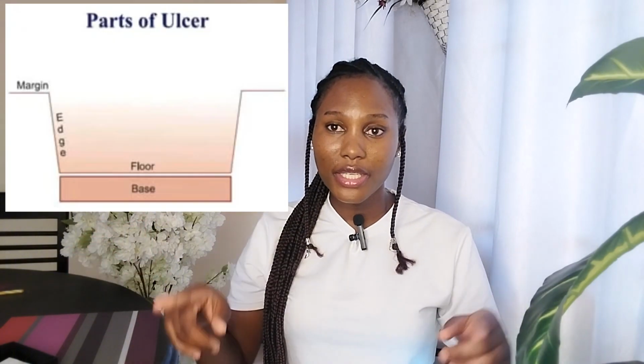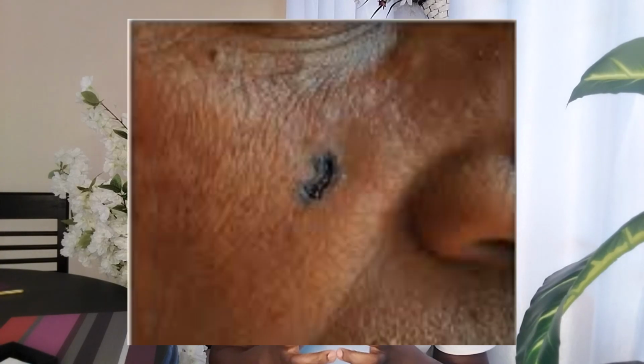Inherently, the rodent ulcer also has the other parts of the ulcer. It has a floor, it has an edge, the margin, and the base. The central part of the rodent ulcer, which also happens to be the floor, it usually has hyperpigmentation going on, or it has a scab covering it.